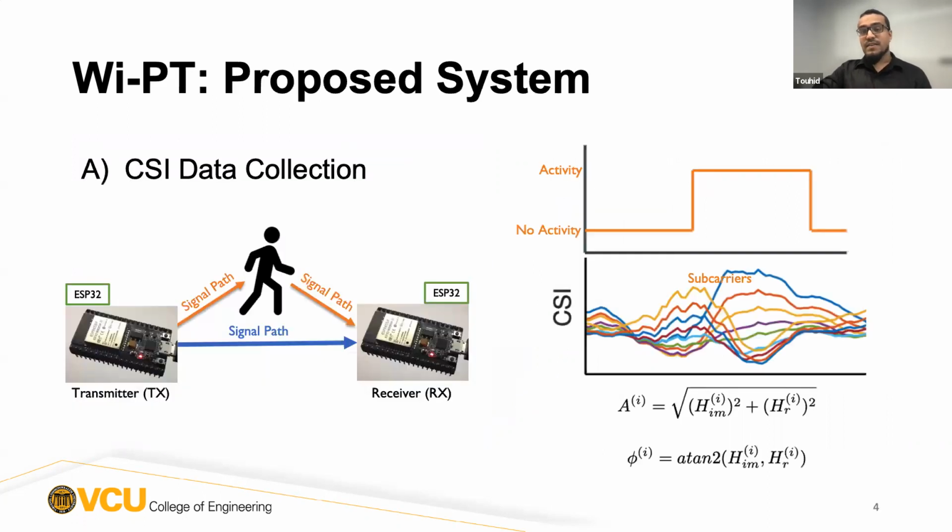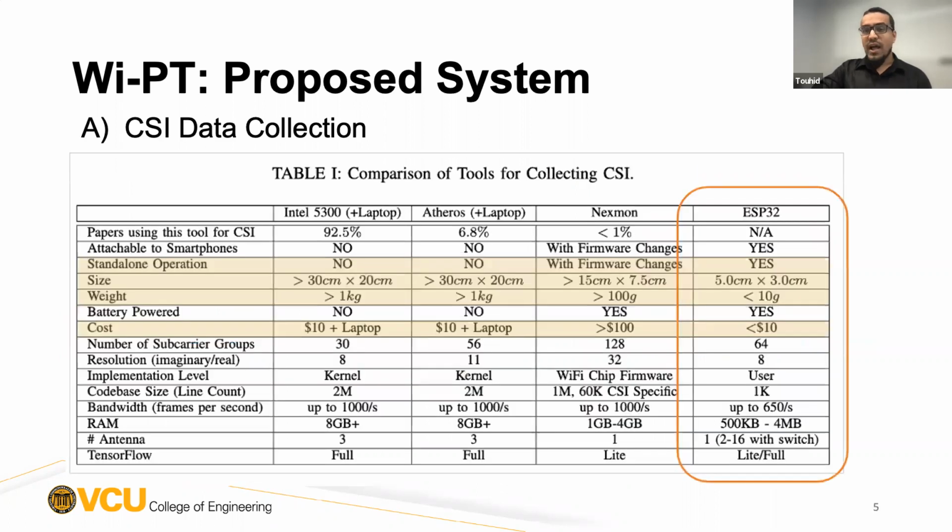These ESP32 devices are the core hardware needed for our proposed system, WiPT. We use one of these devices as the receiver, or RX, and pair another of the same device with it as the transmitter, or TX. Then any movement within their multipath transmission line is captured by the CSI data in the 64 subcarriers of these devices. But why have we used ESP32 instead of the other market-ready devices?